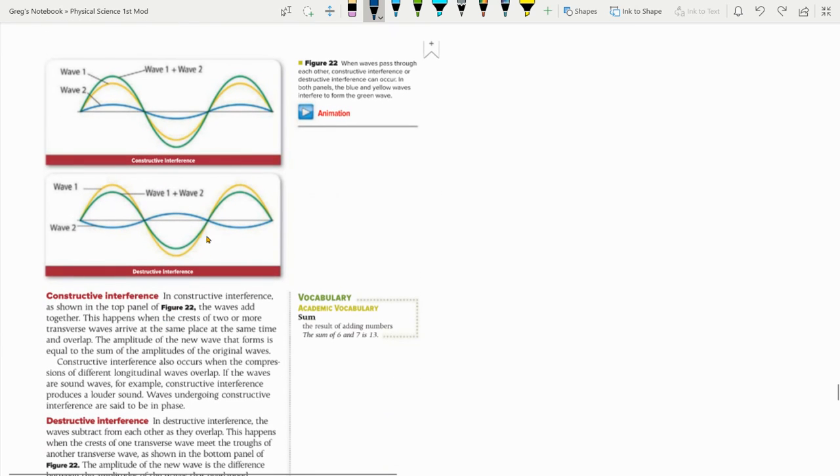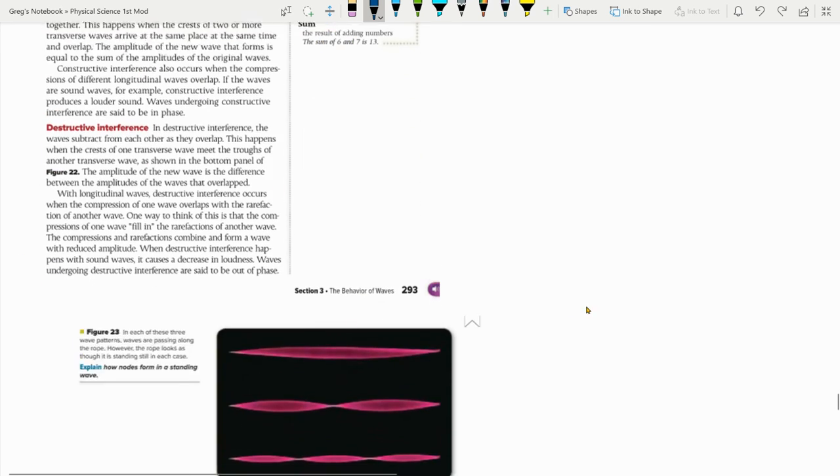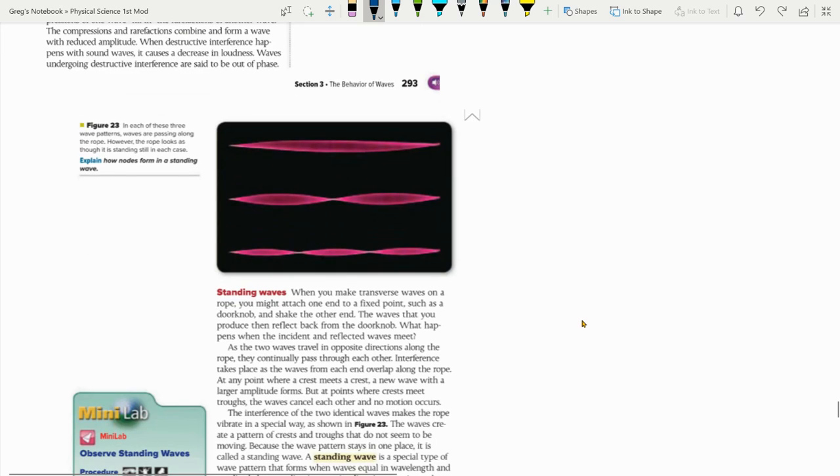I can have destructive interference. Destructive interference is when the crests and the troughs line up and they're opposite of each other. Then they cancel each other out. So in this case, here's the blue and the yellow. They have to be subtracted, and that gives us our green. That's constructive and destructive interference.